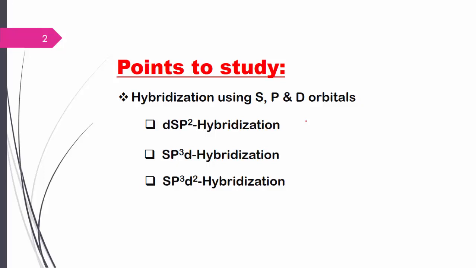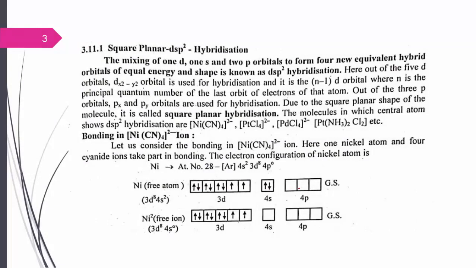In the previous lecture, we studied hybridization using s and p orbitals only, in which we studied sp, sp2 and sp3 hybridization. This is one more very important hybridization using s, p and d orbitals, in which we are going to study dsp2 hybridization, sp3d hybridization and sp3d2 hybridization. Let me see one by one.